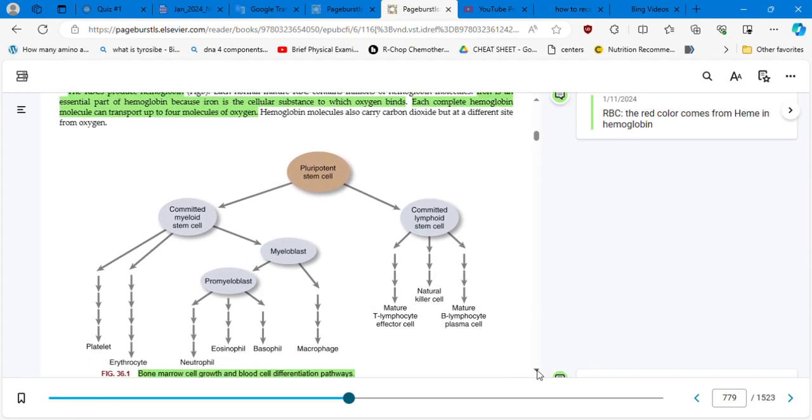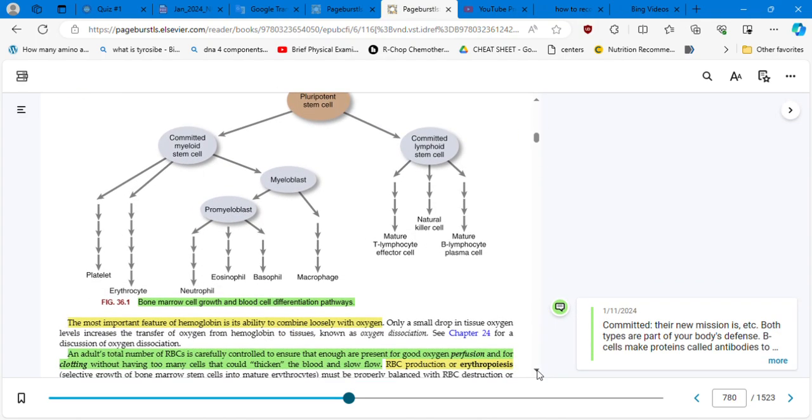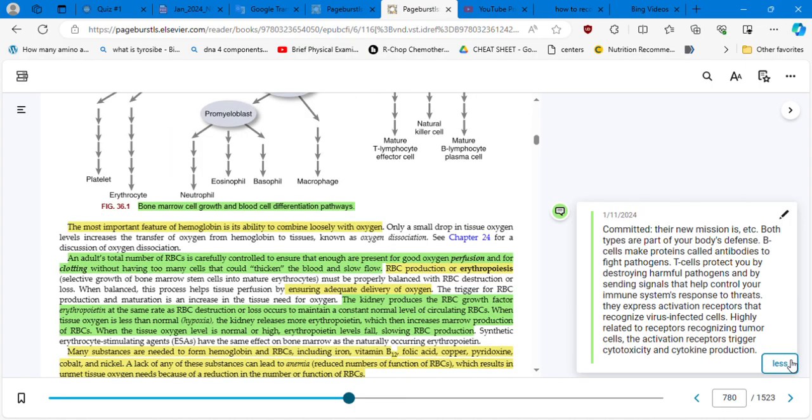present there. So we have this diagram. I want you to be very, very familiarized with this diagram because we are going to come back to it probably to understand the anemias. So here we have the pluripotent stem cells. Those are coming from the embryo, okay? And then when the baby is born, delivered, then we have committed myeloid stem cells. Committed means that the cells are having a new mission.